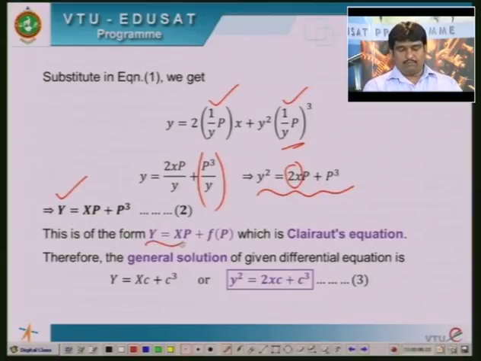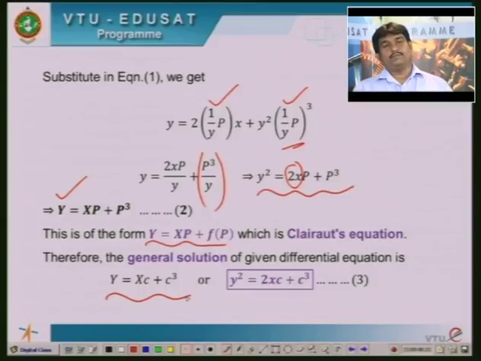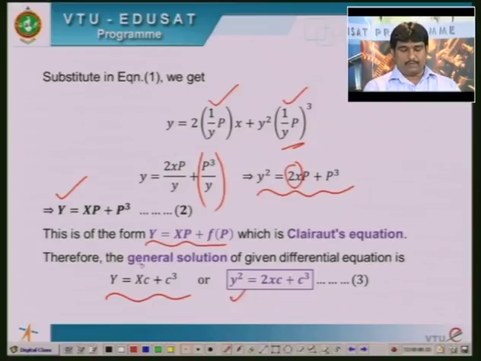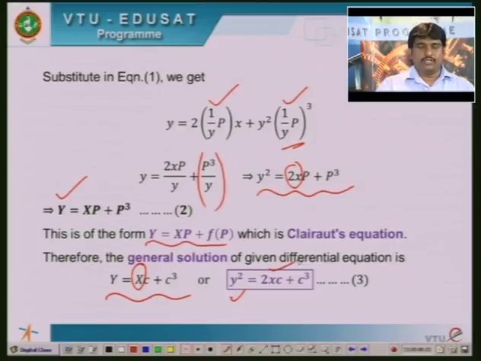This is of the form Y equals PX plus f of P, which is Clairaut's equation. Therefore, the general solution of the given differential equation is Y equals Xc plus c cube, which is obtained by replacing P by c. Now convert this in terms of old variables using the known substitution, capital Y equals y square and capital X equals 2x. Therefore, the general solution of the given differential equation is y square equals 2xc plus c cube.